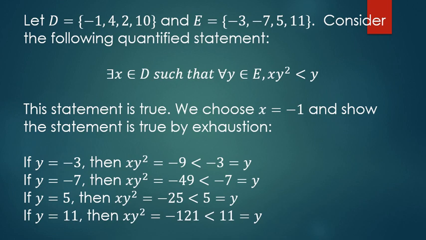We fixed some x value that was in set D. And then we saw, okay, take that x value and then pick whatever y value I want. Those x and y values made the predicate true.